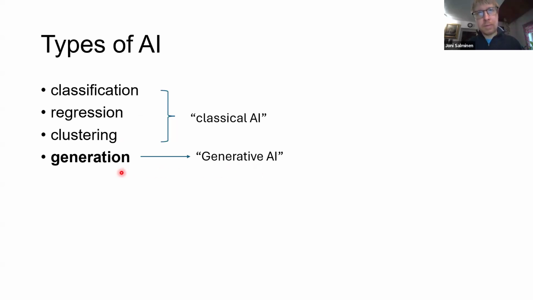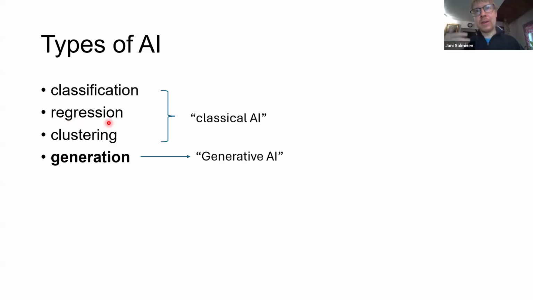So yeah, there's a clear distinction between classical and generative AI, and generative AI is about generation and not about this other. We would still use a regression model for a regression task. It does better than generative AI.